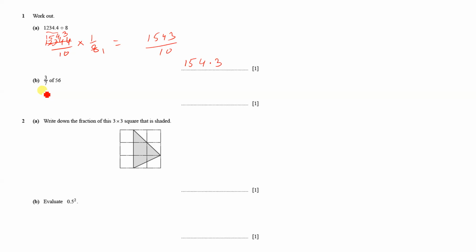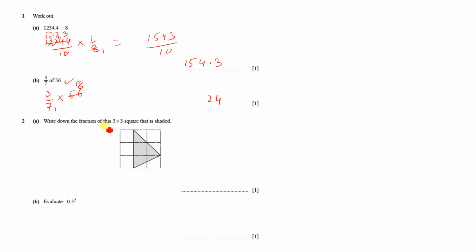So next we have to simplify this. 3 over 7 of 56 means times 56. 7 ones are 7 and 7 8s are 56. So we have answer 24.